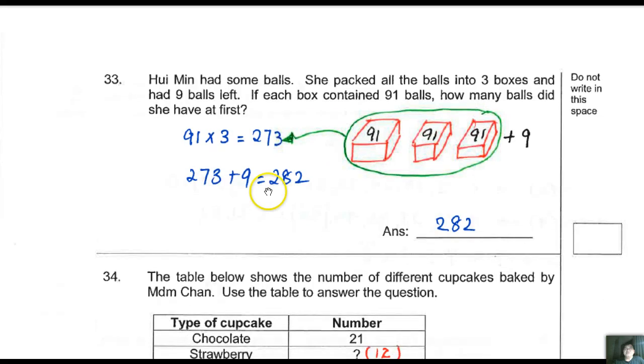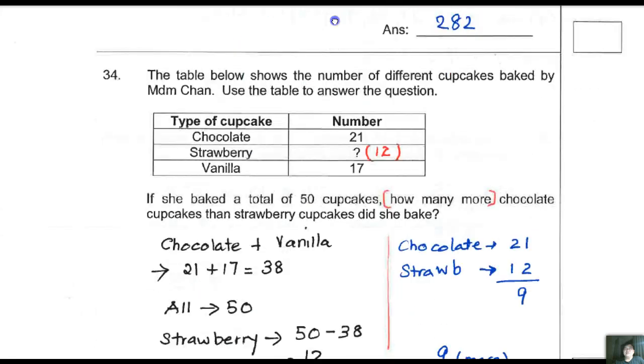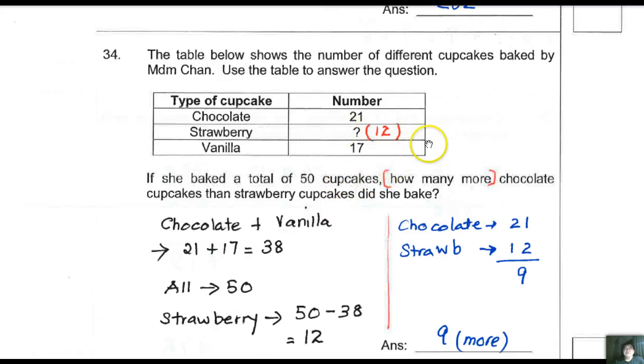Now this is easy. It says that inside each of the boxes here, the balls are 91, 91, 91. They are placed in 3 boxes with 9 left. So what you can do is take 91 times 3, then add 9, and you should get 282.